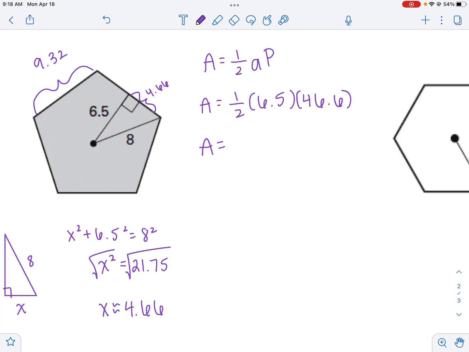So now I'm going to go to the calculator and type in 0.5, which is a half. You can do 0.5 times 46.6 times the apothem, or you can do 0.5 times this. Either way, you should get the answer, which is 151.45 units squared.